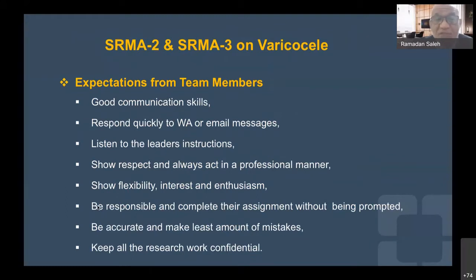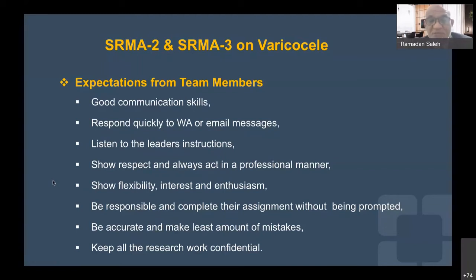I want to highlight some important points about our expectations from the team members while conducting systematic reviews number 2 and 3. We will remind ourselves and all team members that good communication skills are required. We need people to respond immediately on WhatsApp or email messages. They have to listen carefully to leaders' instructions. They have to show respect and always act in a professional manner. It's important to show flexibility, interest, and enthusiasm. Be responsible and complete your assignment without being prompted.